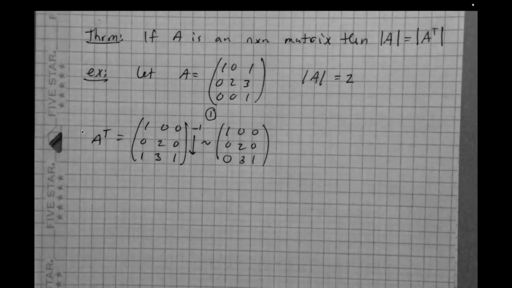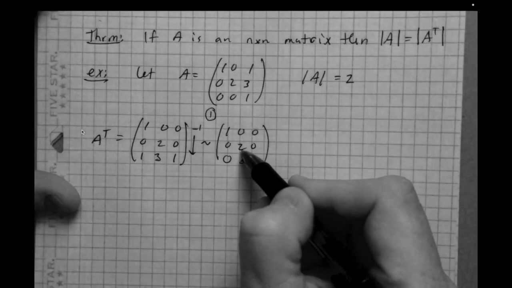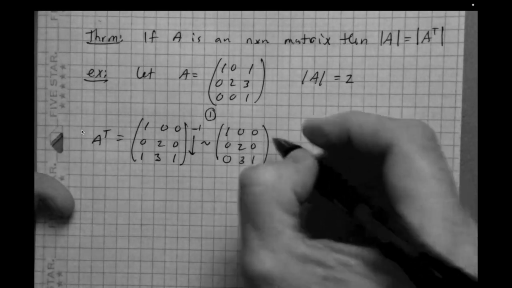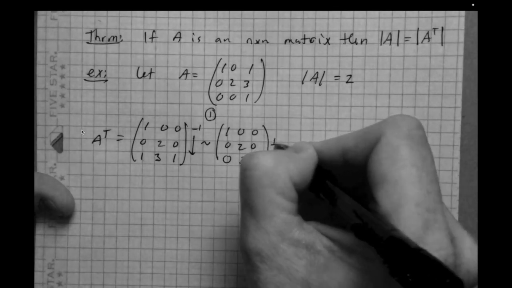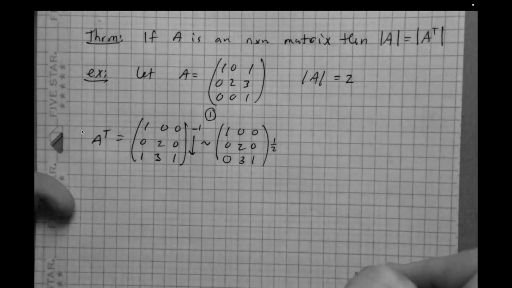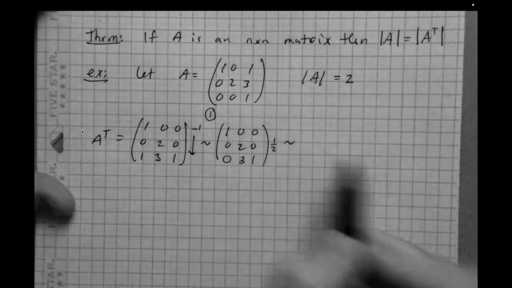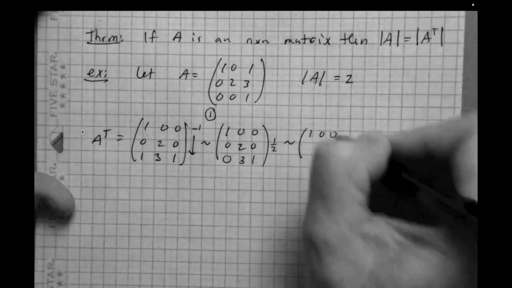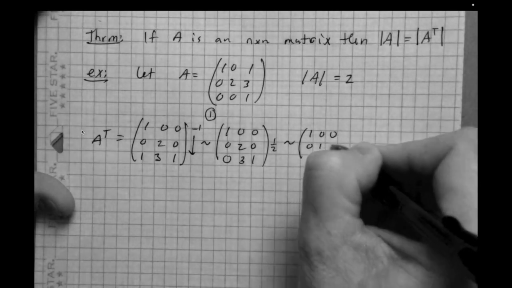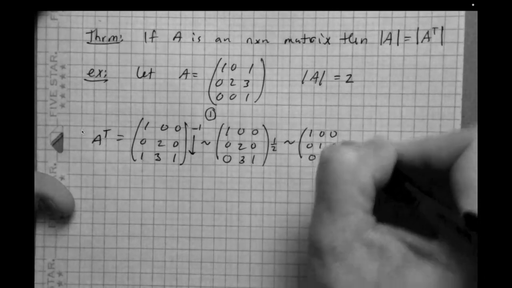It doesn't have any impact on the determinant. Okay. Next thing I need to do is I can convert this to a 1. Let's make that into a 1. And so I can multiply by 1/2. Okay. Multiply row 2 by 1/2. So I get 1, 0, 0, 0, 1, 0, 0, 3, 1.